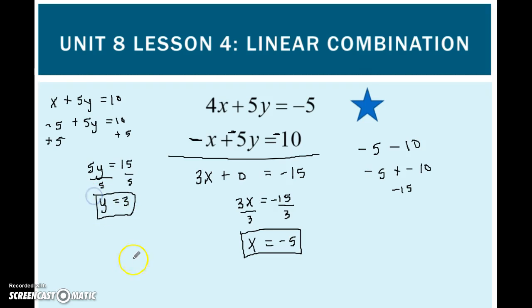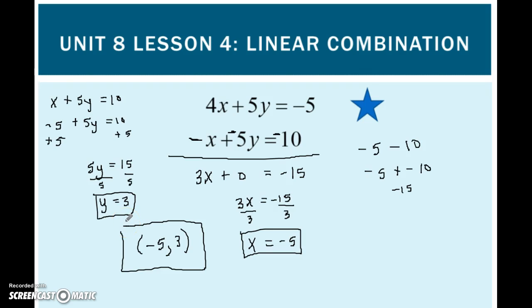So this would be the solution as an ordered pair. Again, you don't have two solutions. It's one solution written as an ordered pair. So -5 is my x-coordinate, 3 is my y-coordinate. So the solution, this is the point at which those two lines cross at -5, 3.